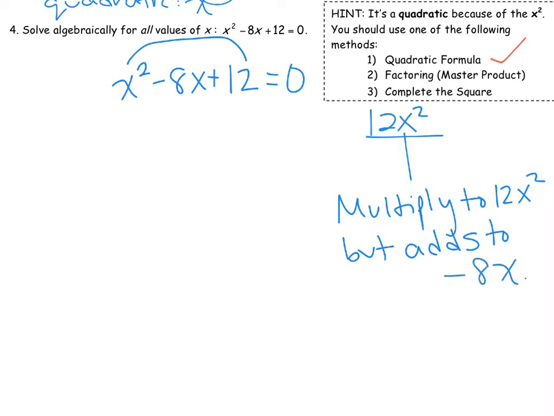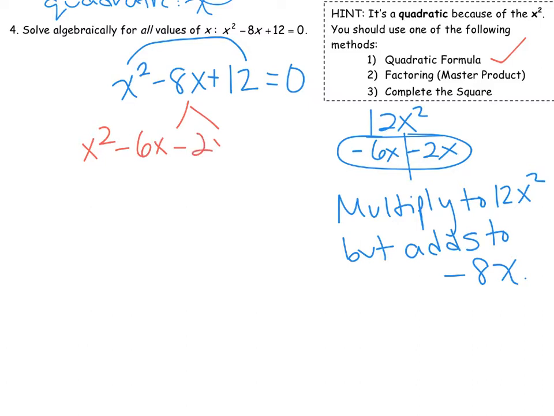Let's think. All right, let's think. Would negative 6x and negative 2x work? Yeah, that does work. Negative 6x times negative 2x is positive 12x squared. And when you add these two things up, you get negative 8x. All right, so now we can split the middle. I have x squared minus 6x minus 2x plus 12 equals 0.